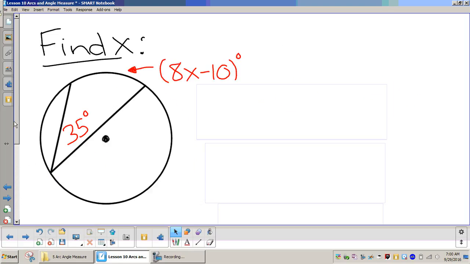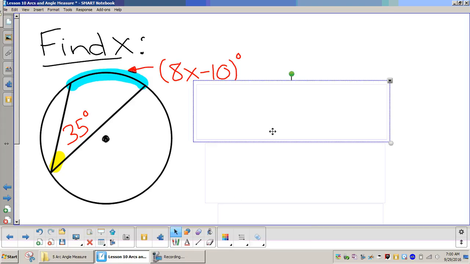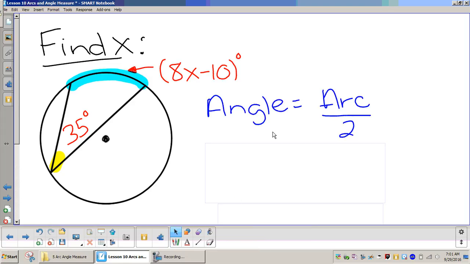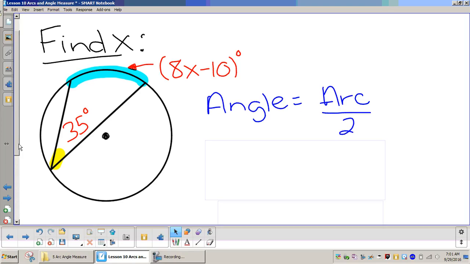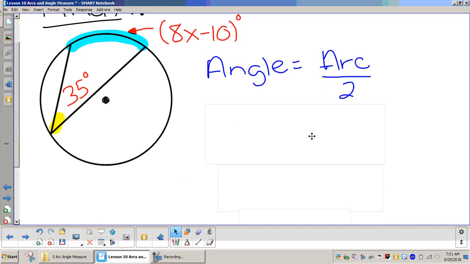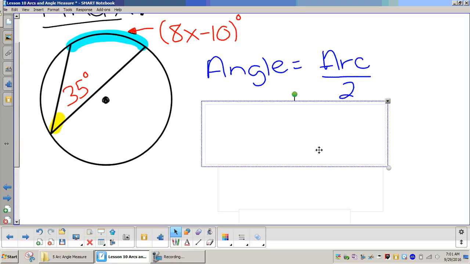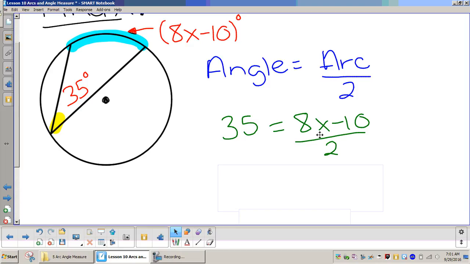So let's try one using that relationship. I have an angle right here that's 35 degrees, and my arc, which is the piece of the circle, is 8x minus 10. So I need to start with the relationship for an inscribed angle. I'll plug in 35 for the angle and 8x minus 10 for the arc.